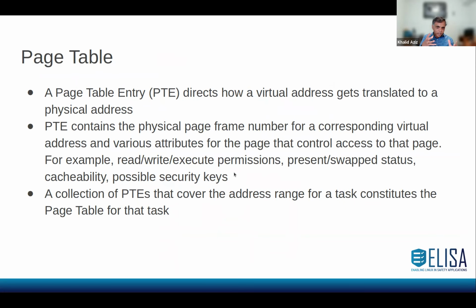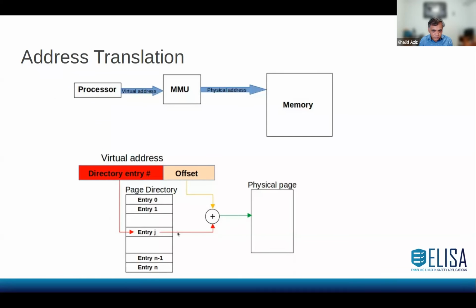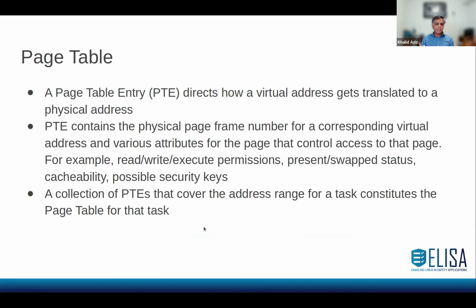So now, what we just looked at is simply a page table entry. A page table entry shows the MMU how to translate from a virtual to a physical address. It does contain the physical page frame number, which we then use to finally generate the final physical address. But a page table entry can control more attributes as well.